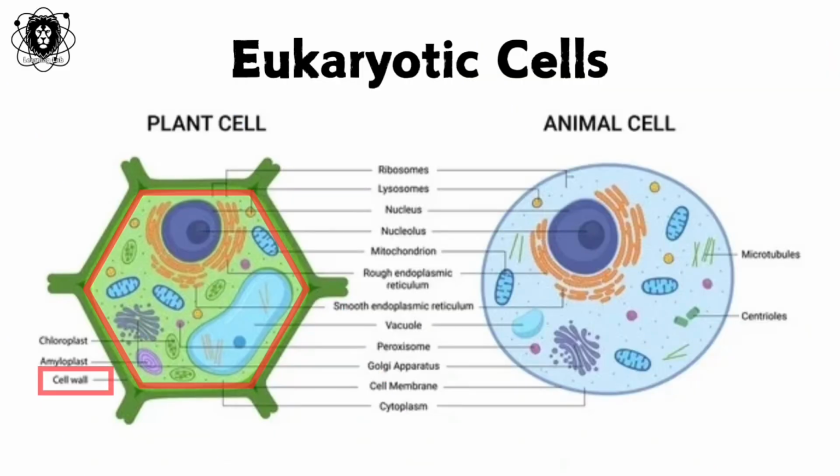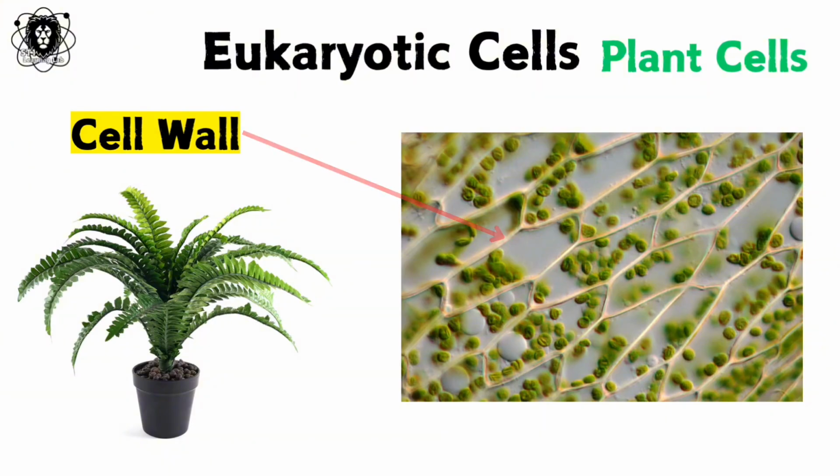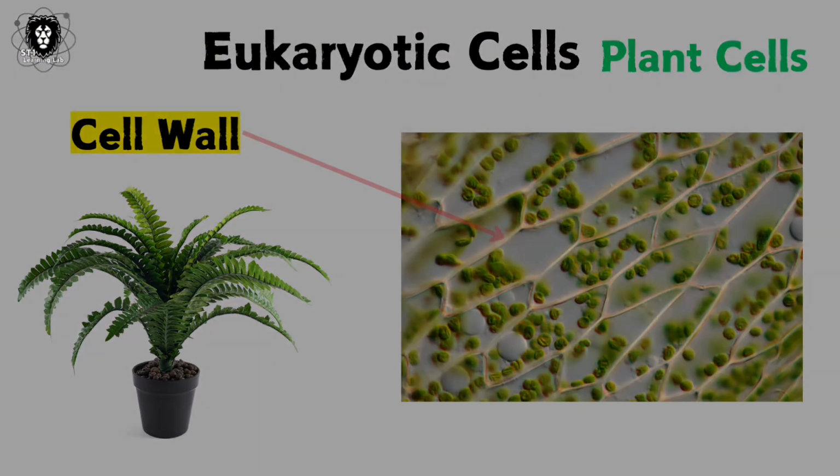Unlike animal cells, plant cells have a cell wall made of cellulose. It gives the cell its shape and strength, helping plants stand tall and resist pressure.